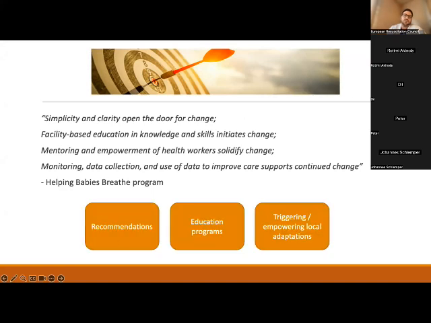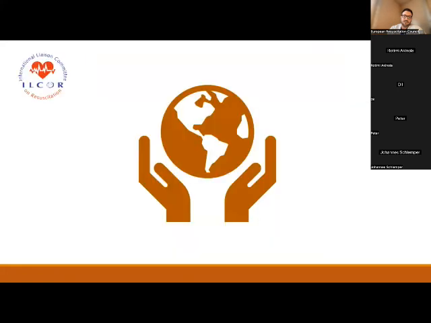So what we could achieve with the second statement and all the work coming from there and developing from there, of course, are recommendations that are tailored to your resource settings, education programs that could be tailored to your resource settings. And with that, we could try to trigger and empower local adaptations of guidelines, of recommendations, that would then lead to more lives saved, also in lower resource settings.